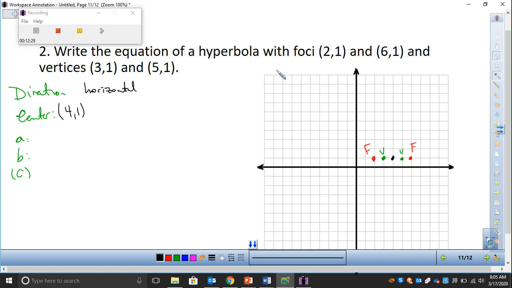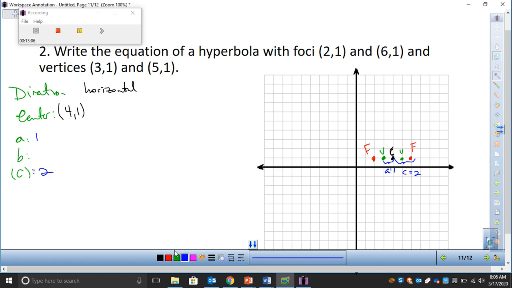Notice 4 is the halfway point between 2 and 6. 4 is the middle between 3 and 5. Hopefully you're getting familiar with finding that for our center. These are vertices. If it just says vertices, that means they're the transverse axis vertices, the major axis vertices type thing. So our distance between here is a. a is 1. Our distance between the focus and that center is c. c is 2.